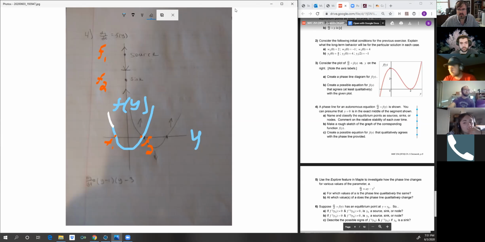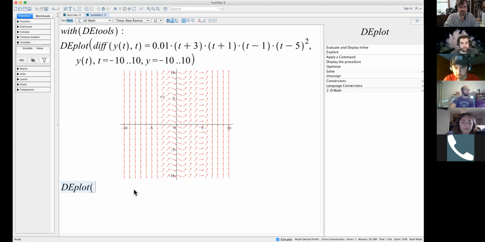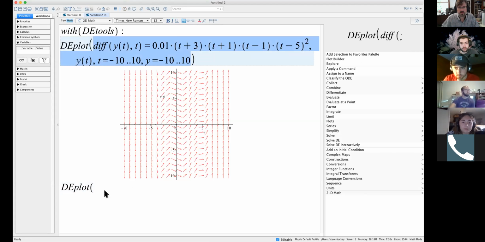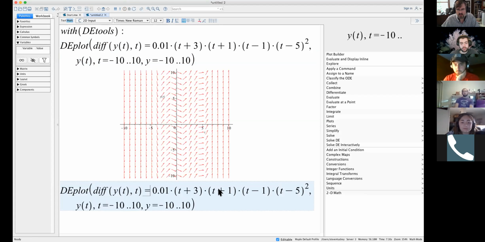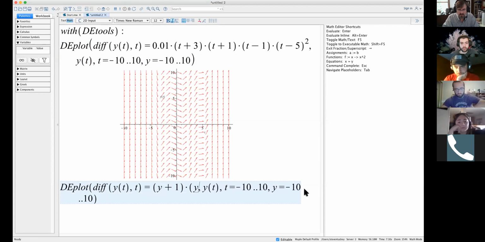So let me see if I can find here. Let me steal the screen sharing. Let's see if I can pull up Maple. And I'm going to have to make a new one, I think. So let me do a DE plot. And then I'm just going to borrow this because I'm lazy. And rather than this differential equation, I'm going to make an autonomous one. So let's go with something really simple like y plus 1 times y minus 1.